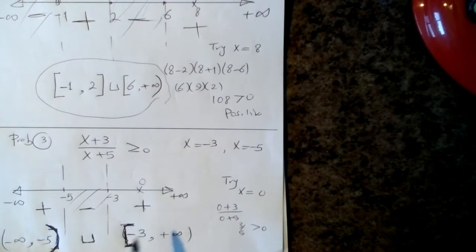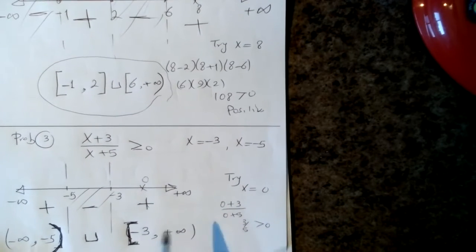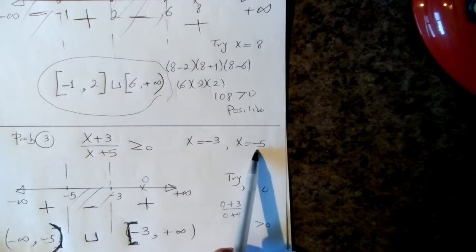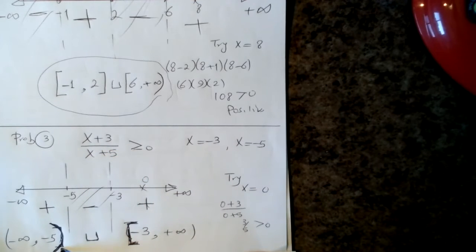The only difference is when you do the final answers here, if there is a number that would make the denominator 0, like -5, do not use the bracket for it. Just use a parenthesis. Okay?